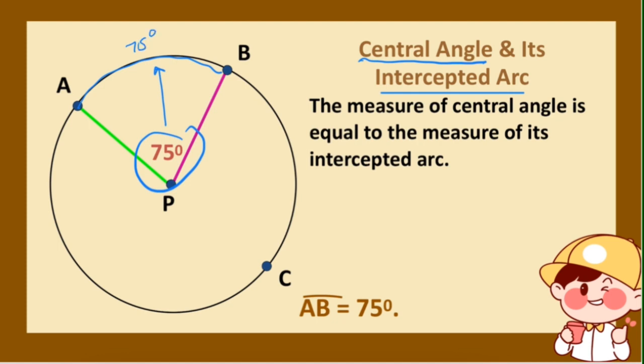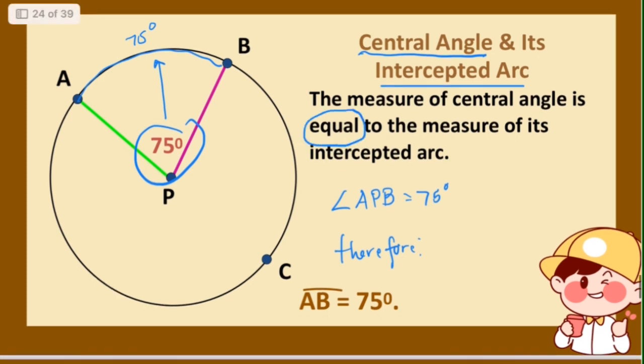Again, angle APB is 75 degrees. Therefore, its intercepted arc, arc AB, is 75 degrees also. Remember this one: central angle and intercepted arc are equal, because it's going to be different for the other one.